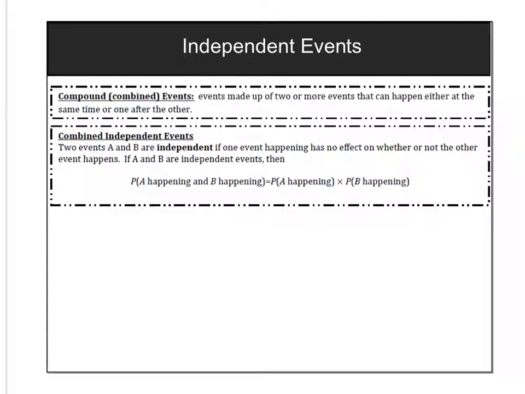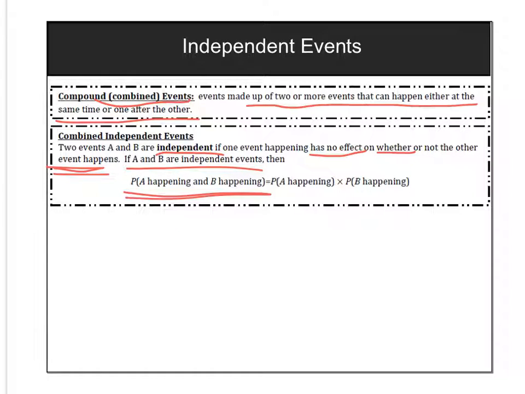Compound is combined events. That's what you're looking at: two or more events that can happen either at the same time or one directly after the other. So, combined independent events. Remember, independent means one has no effect on whether or not the other event happens. If I was flipping a coin and rolling a die, the coin does not affect the die, and the die does not affect the coin. So they're each independent events. The probability of A happening and B happening just means I'm going to multiply those two probabilities together.